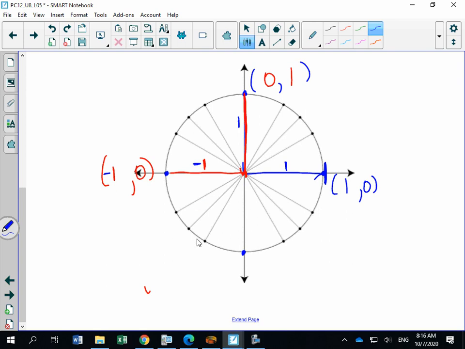And then down here, my radius is still 1. So my x value is 0, and my y is now -1. So this is how you would put the 4 coordinates that exist on the axes.